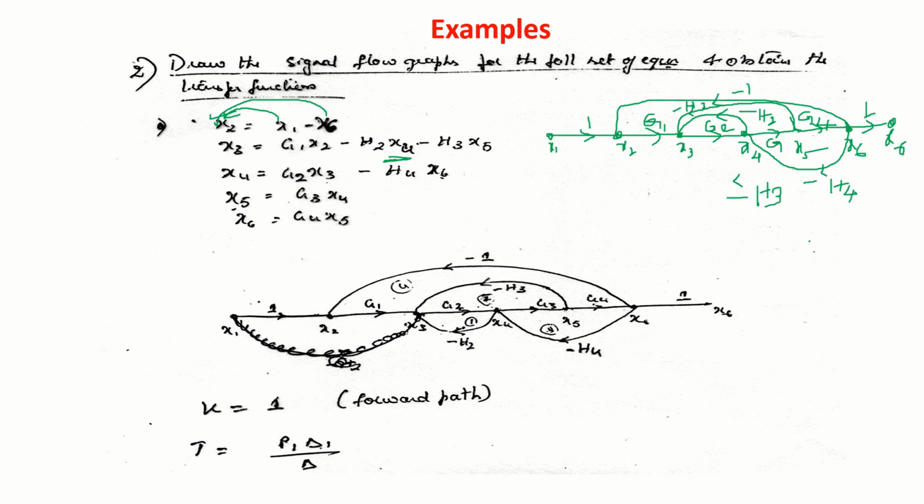That's the main thing. How many forward paths are there? Start here, go in this direction. So only one forward path. There are no other forward paths. So T is equal to P1 delta 1 by delta. So what is P1? G1, G2, G3, G4. Delta is 1 minus sum of loop gains of individual loop.